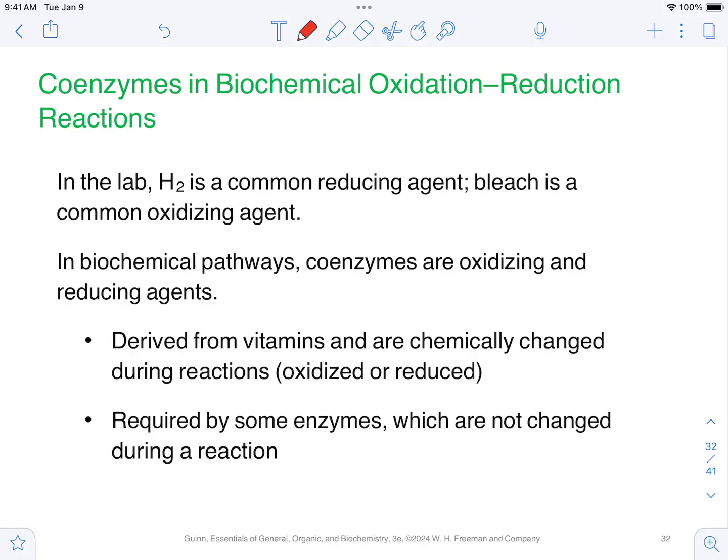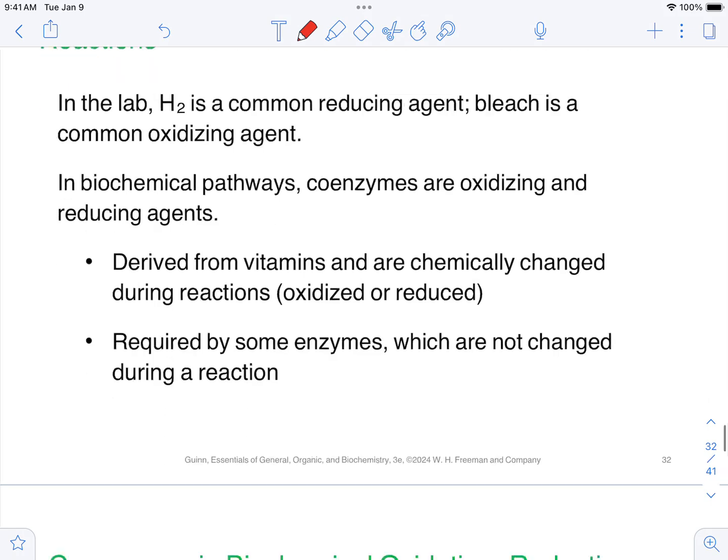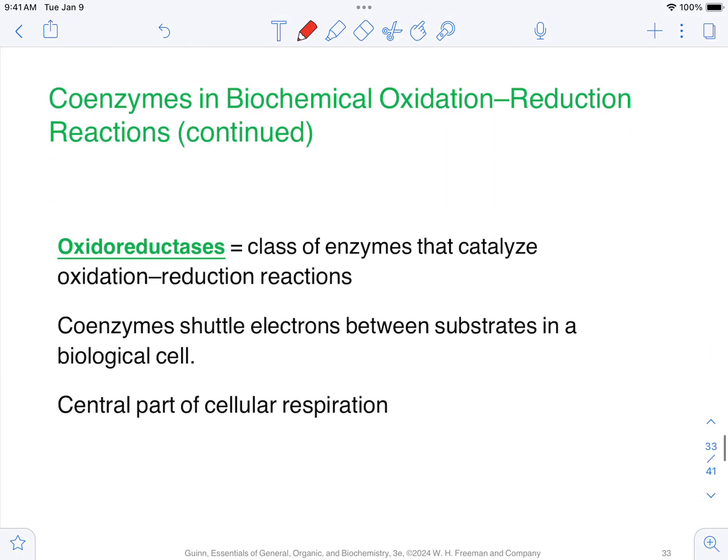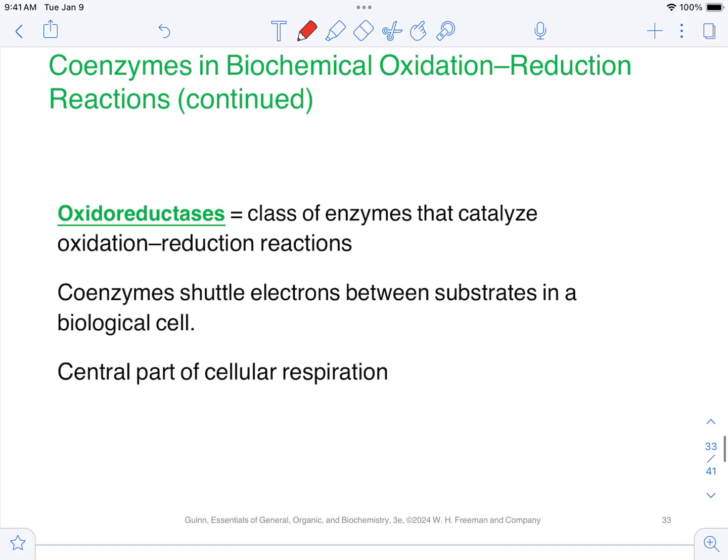Okay, coenzymes. In biochemical pathways, coenzymes are oxidizing and reducing agents required by some enzymes, which are not changed during a reaction. So we have a mouthful here. It's called oxidoreductase. That's this word right here. Oxidoreductase is a class of enzymes that catalyze oxidation-reduction reactions.